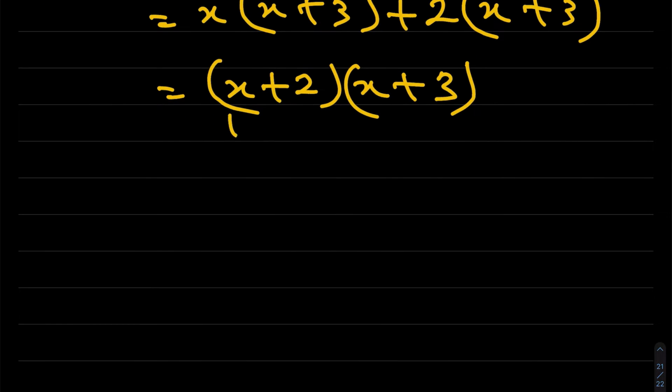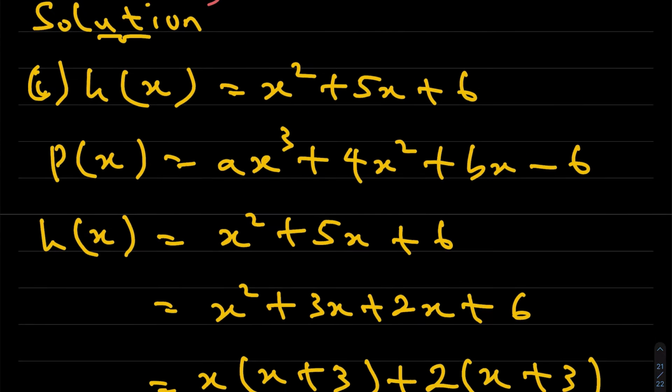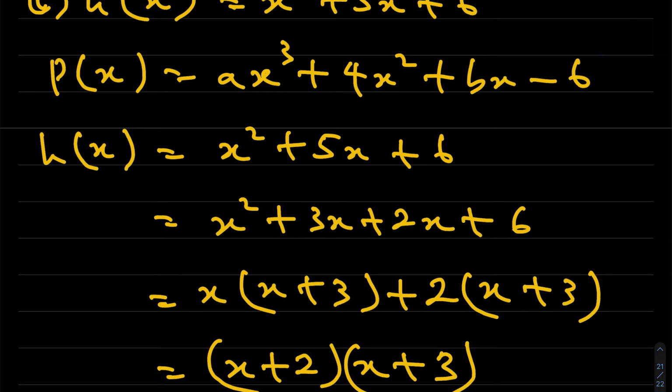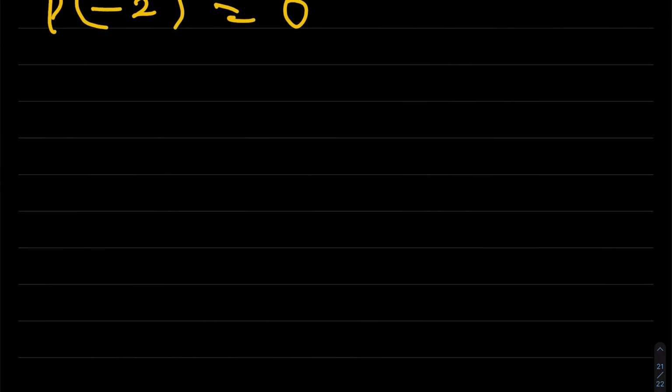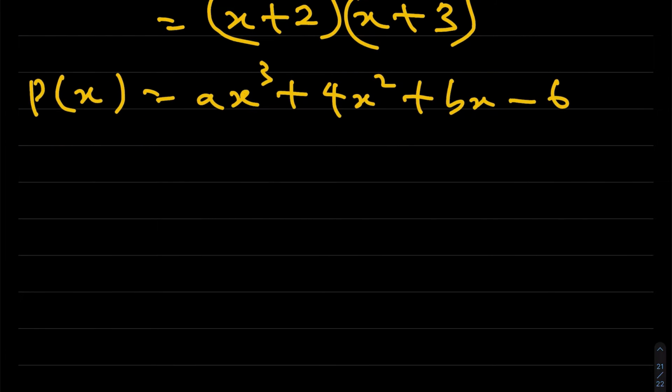Now, if x plus 2 is a factor of p of x, that simply means p of minus 2 is 0, because the remainder when p of x is divided by x plus 2 is going to be 0. Let me bring the p of x down. p of x equals ax cubed plus 4x squared plus bx minus 6.